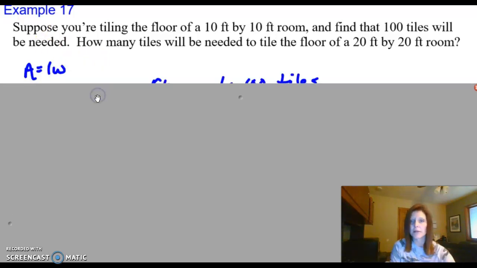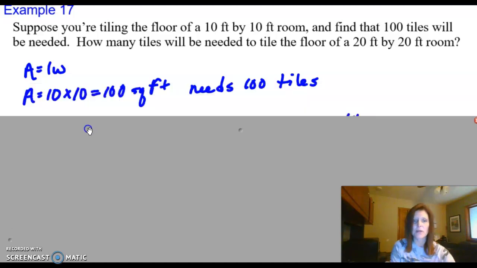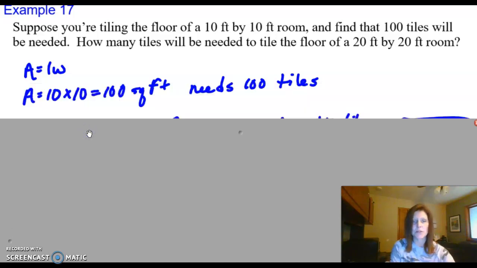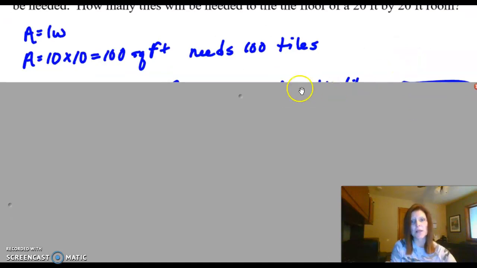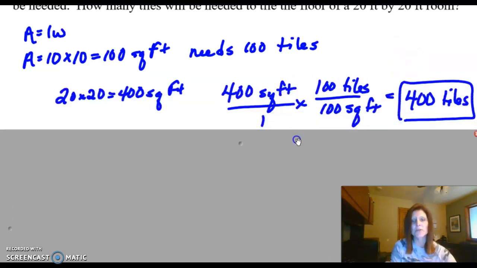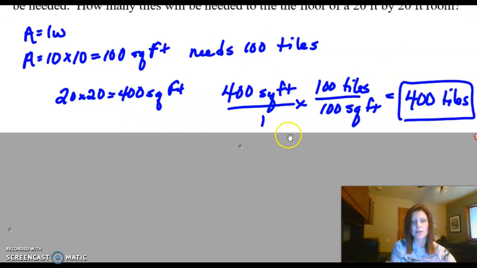Well, we know that area is equal to length times width, so a 10 by 10 room is 100 square feet. So our ratio is going to be 100 square feet and 100 tiles. So I'll use that however I need in the problem. What we're going for is a 20 by 20 room. So the 20 by 20 is going to be 400 square feet. So we'll start with our 400 square feet and we'll multiply by our ratio of 100 tiles over 100 square feet.